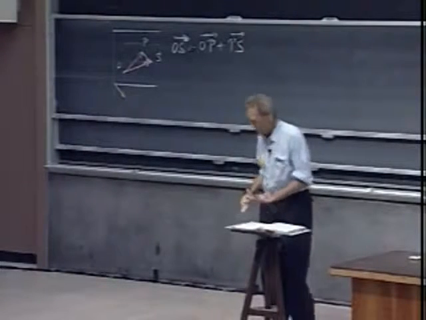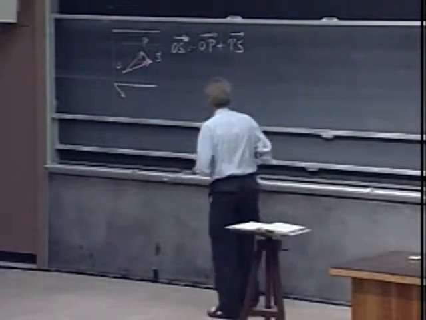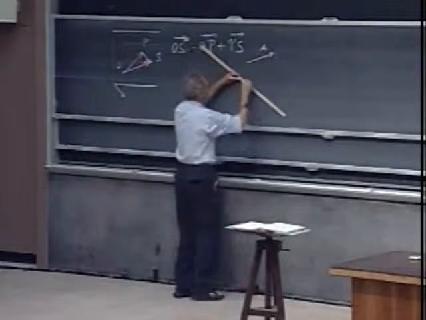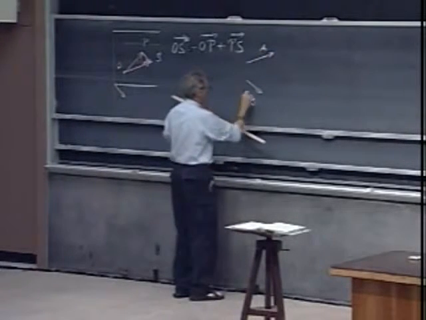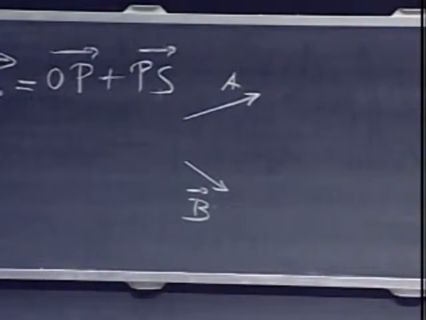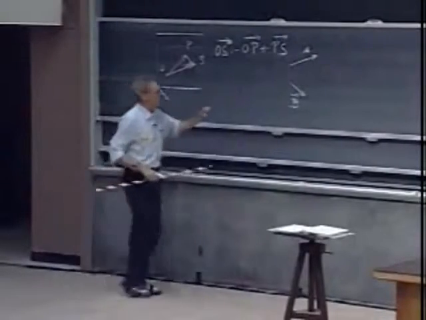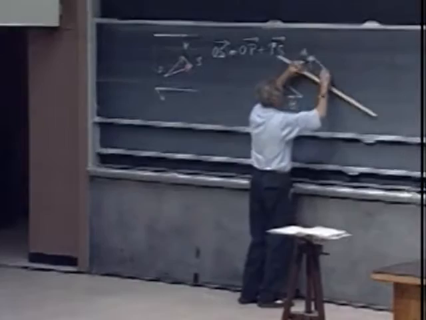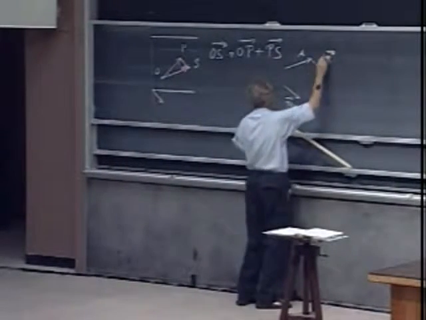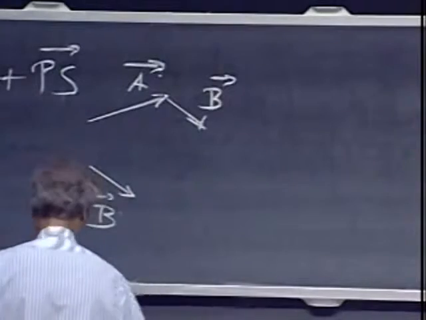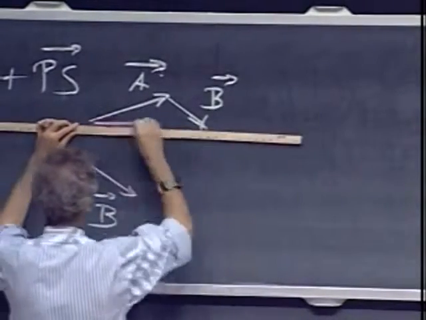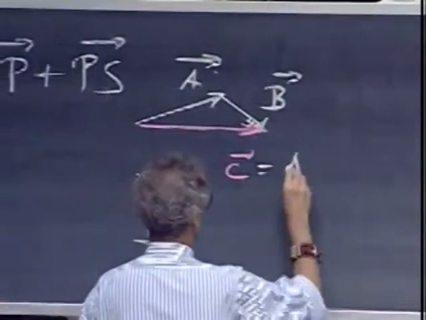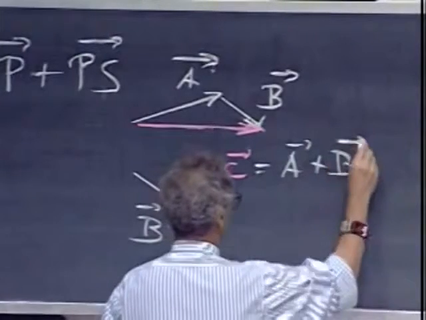This defines how we add vectors. There are various ways that you can add vectors. Suppose I have here a vector A, and I have here a vector B. Then you can do it this way, which I call the head-tail technique. I take B, and I bring it to the head of A. So this is B. This is a vector. And then the net result is A plus B. This vector C equals A plus B. That's one way of doing it.